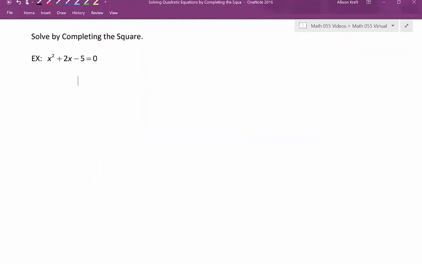Let's solve x squared plus 2x minus 5 equals 0 using completing the square. First, we want to make sure that our leading coefficient is 1. It is. Great. Now we want our variable terms on one side of the equation and our constant terms on the opposite side. So let's add 5 to both sides. You'll notice that I am leaving a space after the 2x. This is just a spot to put the b divided by 2 squared term.